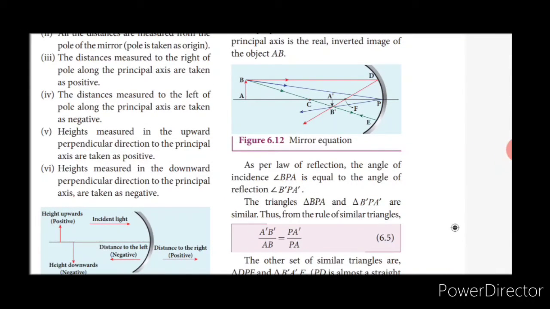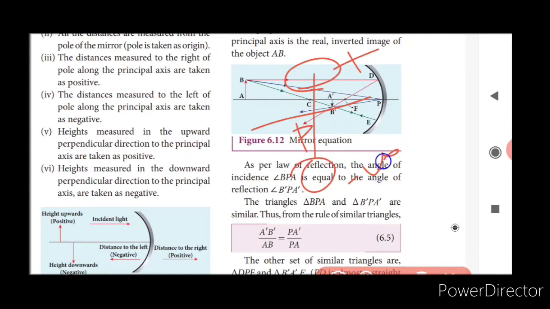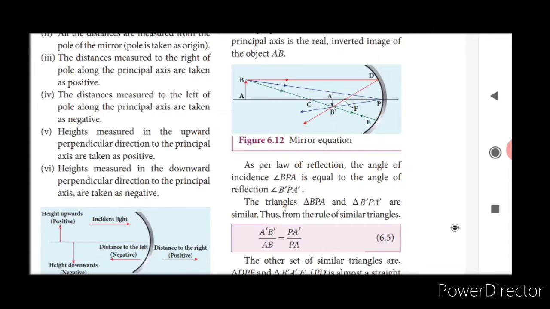Height measured in the upward perpendicular direction to the principal axis is taken as positive, this one is positive. Height measured in the downward perpendicular direction to the principal axis is taken as negative, so this one is negative and that one is positive.